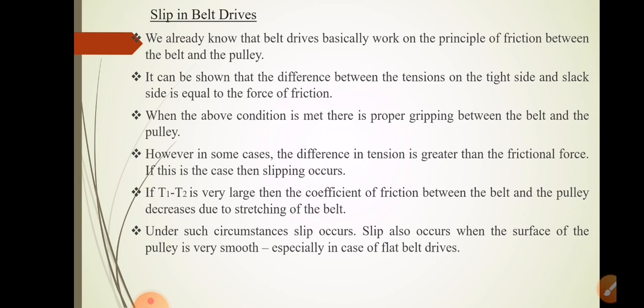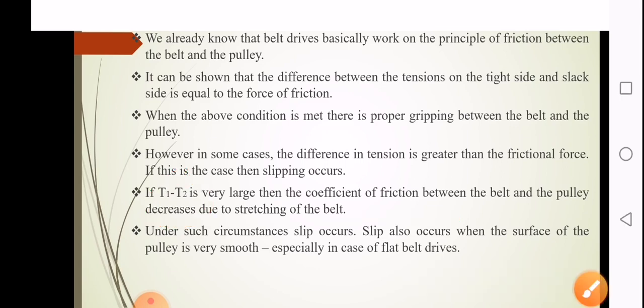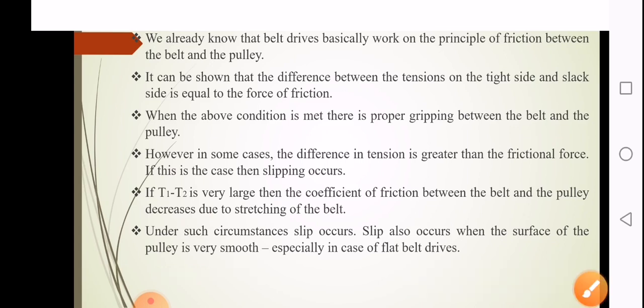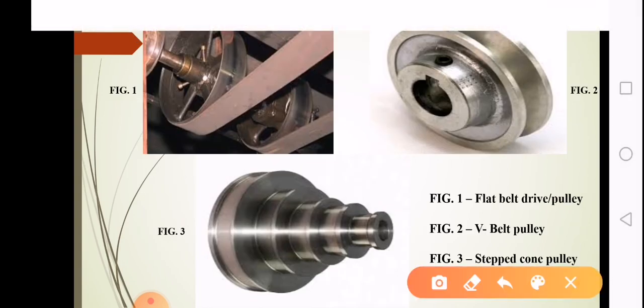So here you can see, if T1 minus T2 is very large, then the coefficient of friction between the belt and the pulley decreases due to stretching of the belt. Under such circumstances, slipping occurs, and sometimes it also happens that if the surface of the pulley is very smooth and shiny, then this also causes a slip, and normally this happens in the case of flat belt drives. So here you can see the pulleys which are normally used. This is the pulley which is used for a flat belt drive.